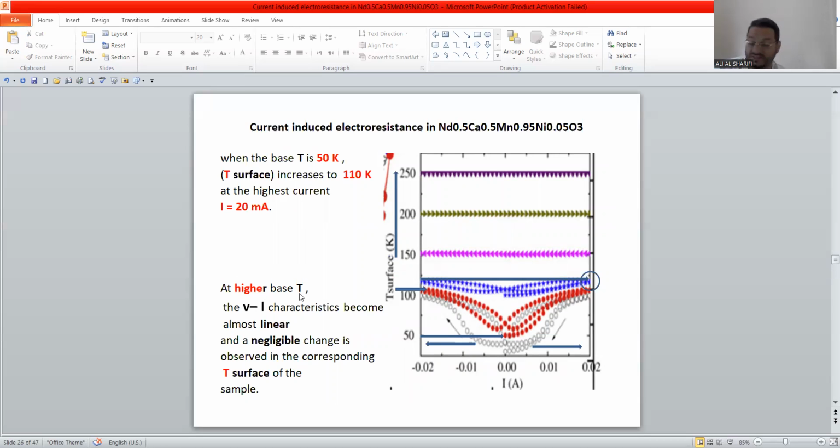Yes, at high bias temperature, like I explained before, the IV characteristics become almost linear, and a negligible change is observed in the corresponding T surface of the sample. Negligible change. We can say these are all lines without change, or approximately we have some change, but it's negligible. We can ignore it, from 150 Kelvin and more at high temperature bias.